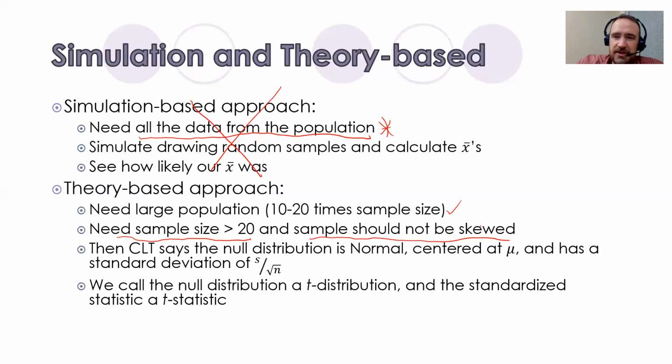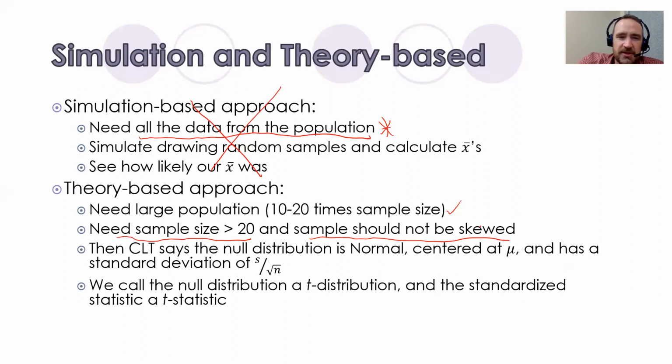Now, saying the sample should not be skewed doesn't mean it has to be perfectly symmetric or have no hint of a tail in any direction, but it just means we shouldn't have some strong skew one way or the other or some big outliers. Those can cause a lot of troubles when we're trying to use means in our calculation.